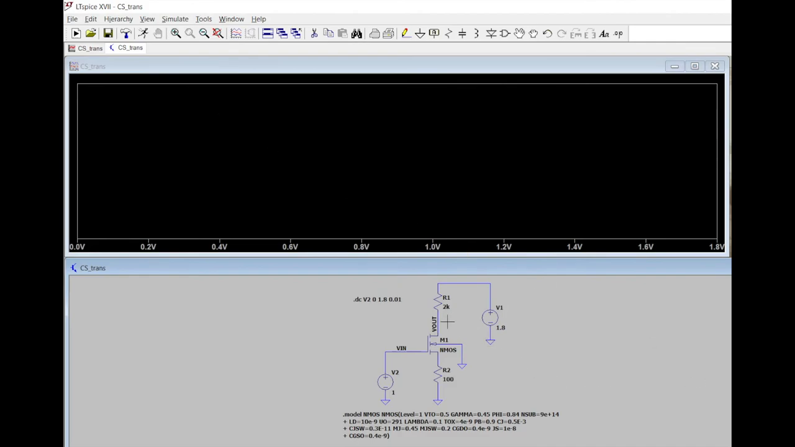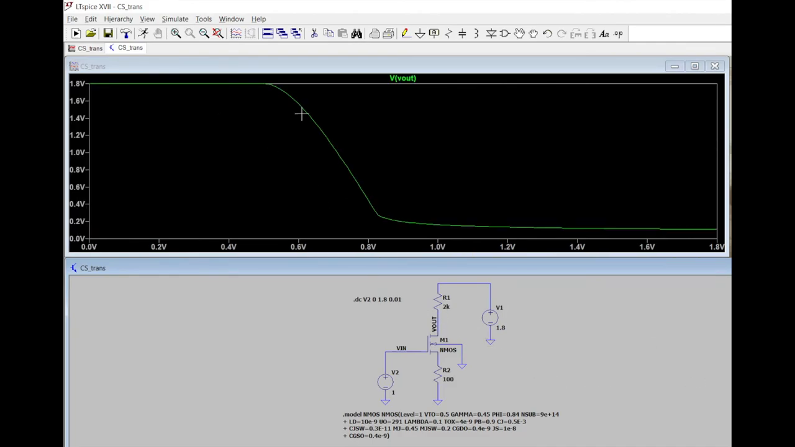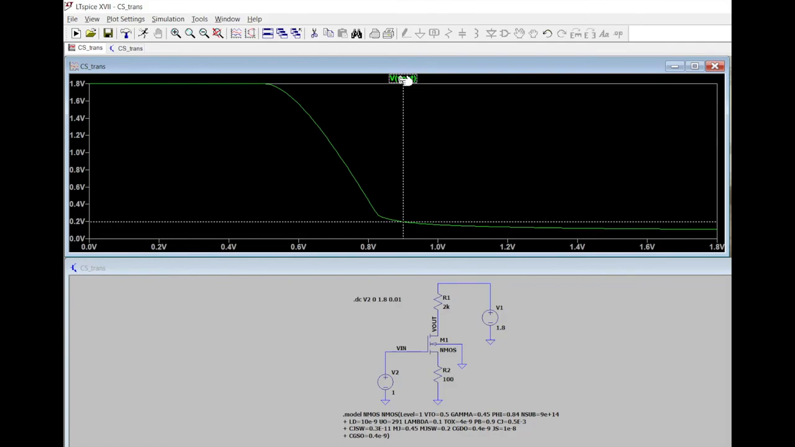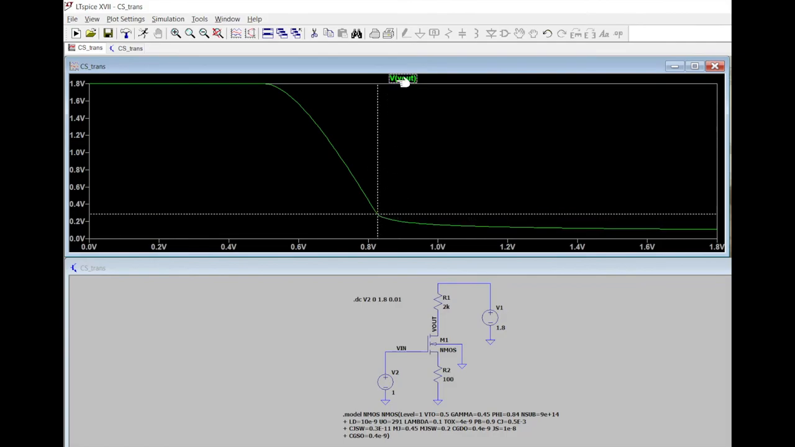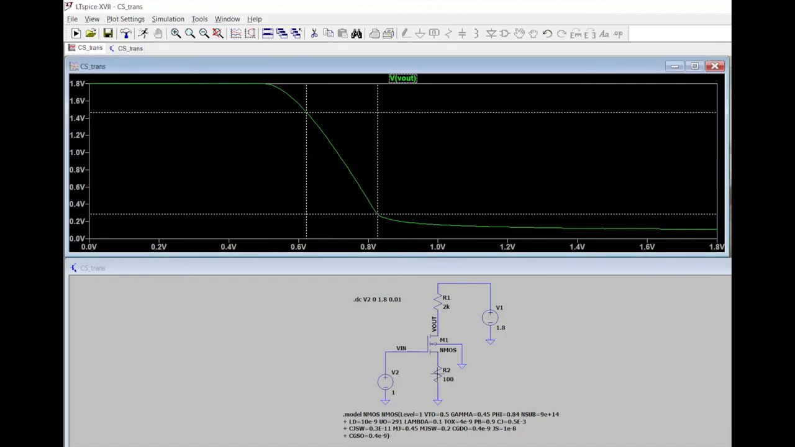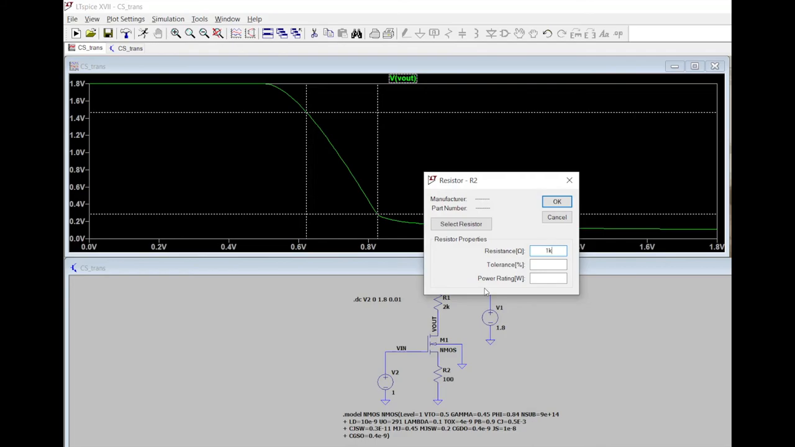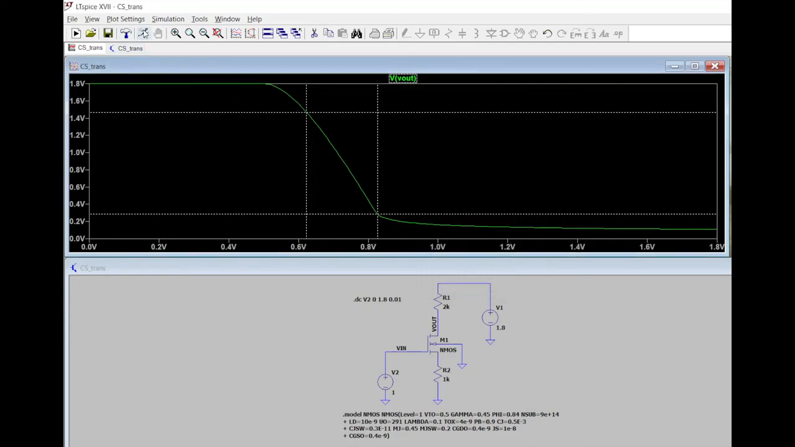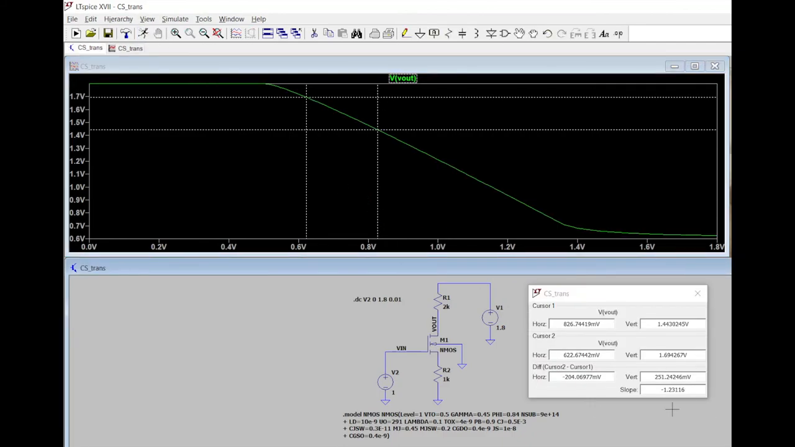Now you can plot the V out. Let's try to find out the slope and the gain. You need to first click here, then one cursor will come. Again, you need to do a second click to get the second cursor. You can see that the slope is 5.7. And we know that as we increase this value, the gain is going to decrease. So let's change to 1 k. Yeah, so the gain is around 1.2.